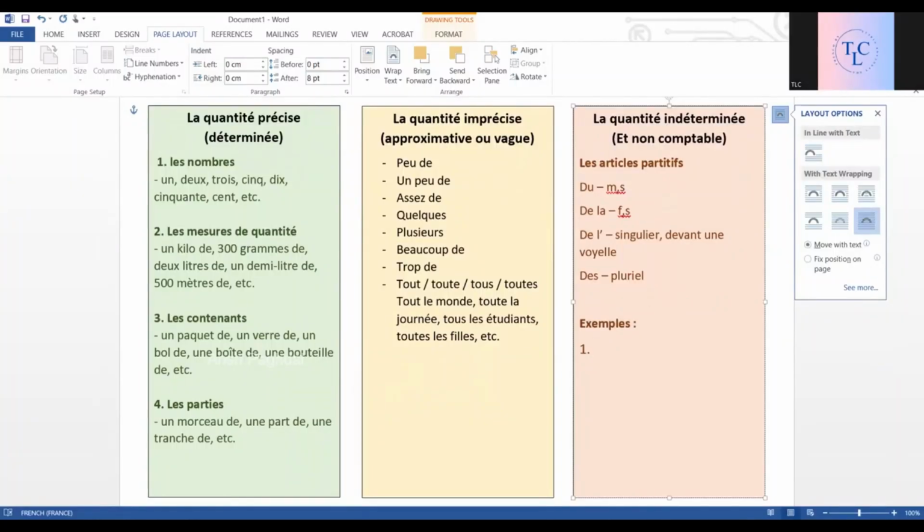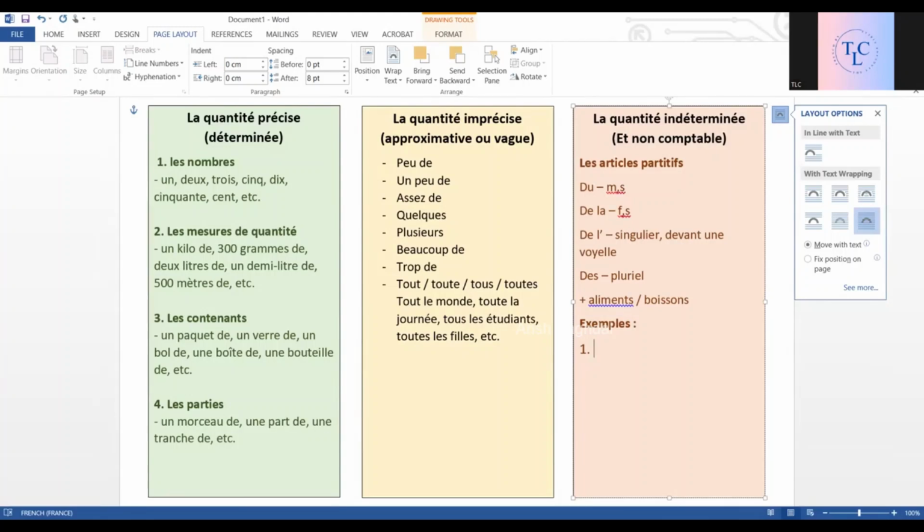Right now, we'll take the examples of food items and drinks. Okay, article partitif with food items and drinks. Later on, you'll know how to use it for other things as well. But right now, it's important to know that when we are talking about aliments ou boissons, food items and drinks, we cannot leave that food item or drink without an article.